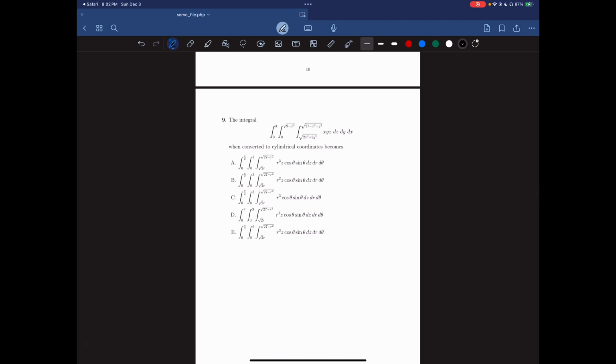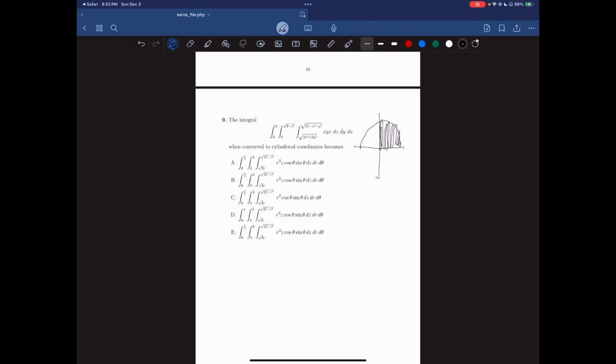Number 9, the integral from 0 to 3, 0 to square root of 9 minus x squared, square root of 2x squared plus 2y squared to square root of 27 minus x squared minus y squared, xyz dz dy dx. When converted into cylindrical coordinates becomes what? I think it always helps to draw out the dy dx portion, and we have something like this, but x goes from 0 to 3, so we're really just focused on this.